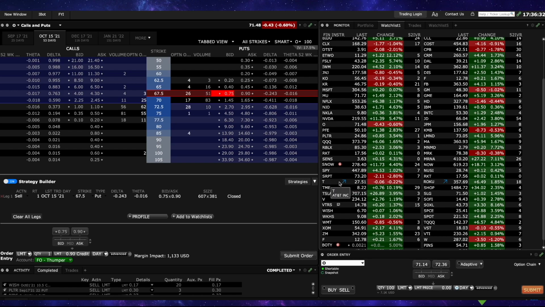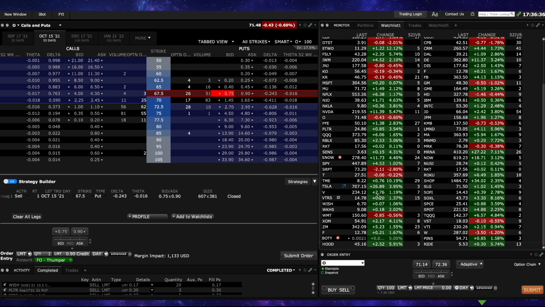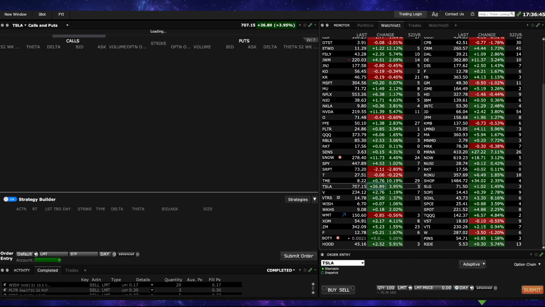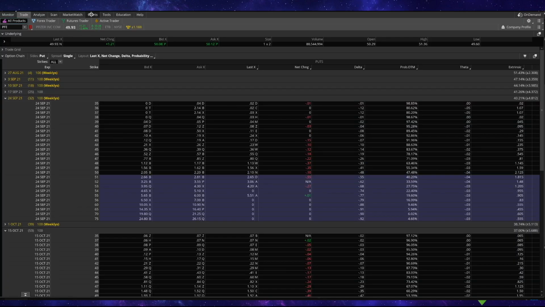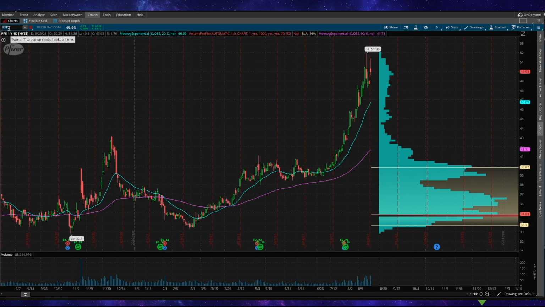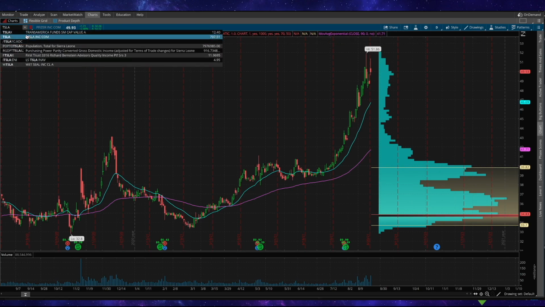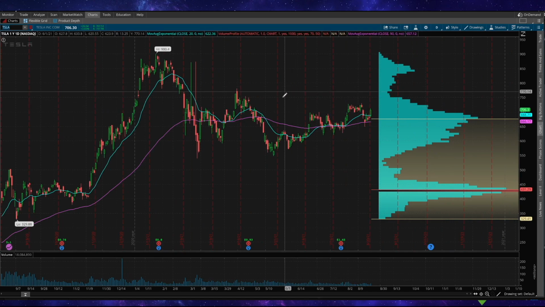T, I already got plenty of leaps on T. And there's just not much premium on that. I know that. TME, I have some leaps on already. And those are pretty down. Tesla, I don't usually play Tesla, but let's go ahead and take a look at the chart, see what's going on with Tesla. I think with Tesla, I would stick to doing spreads if I was actually going to play it. And I just don't know how to read Tesla at all.